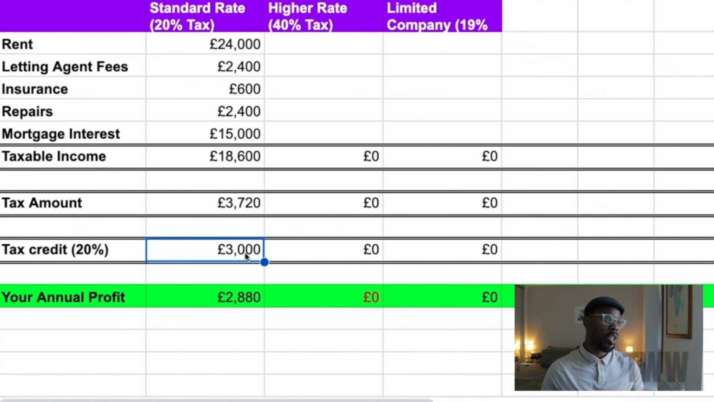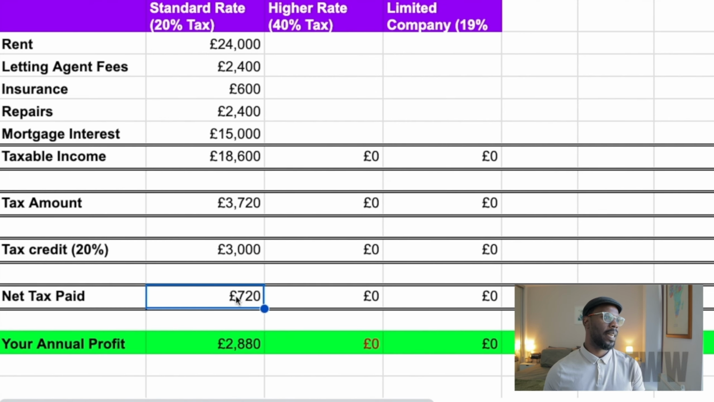Now, under the current UK law, when it comes to owning a property and the tax you owe, you do get a tax credit. They give you back 20% of the amount of mortgage interest you pay. That's your allowance, okay? That's a portion of your mortgage interest that you pay per year that they won't tax. 20% of £15,000 is equal to £3,000. So the net tax you pay is £720, which is £3,720 minus £3,000, your allowance. I hope you're all with me still.